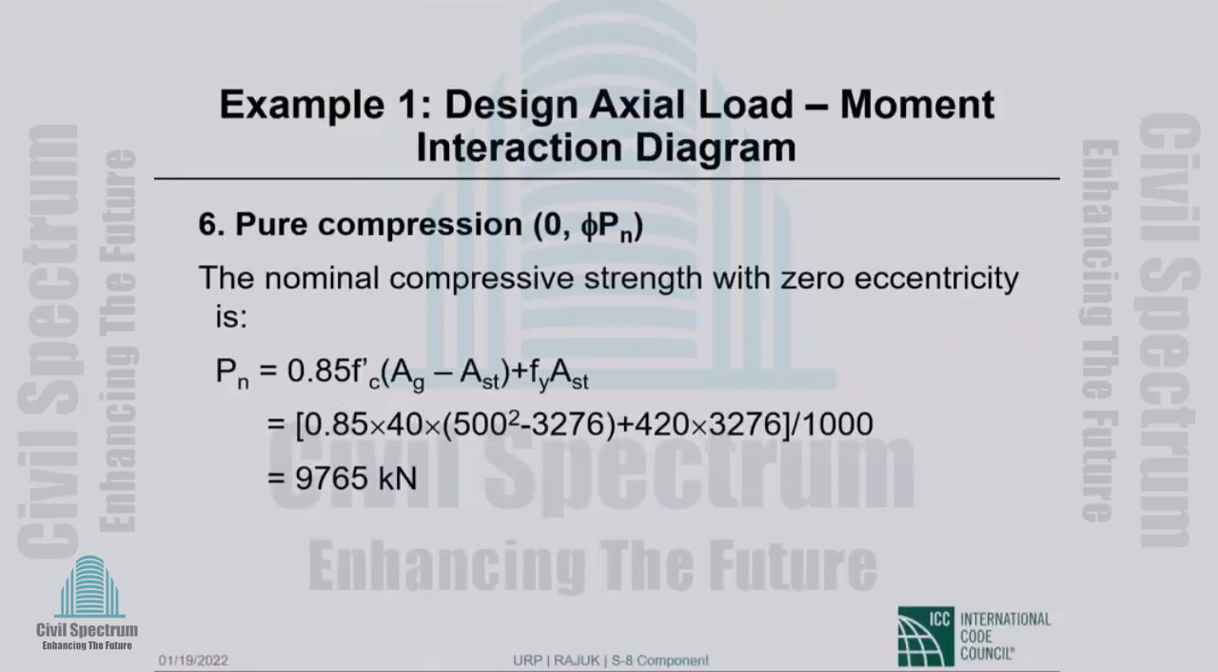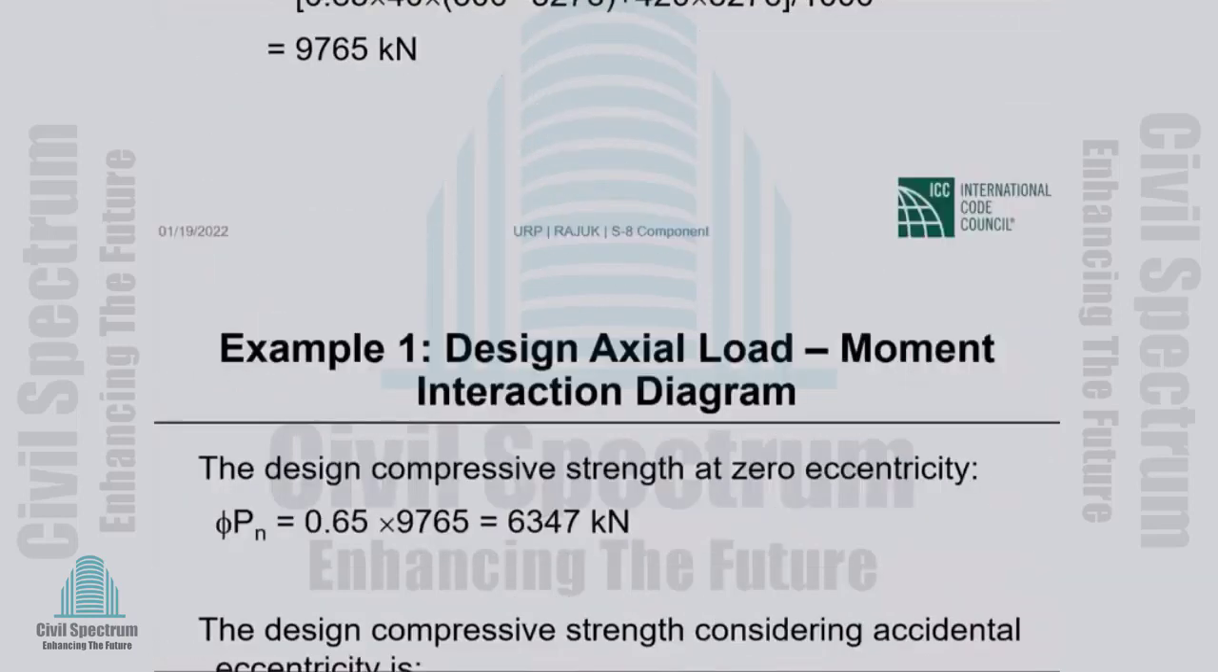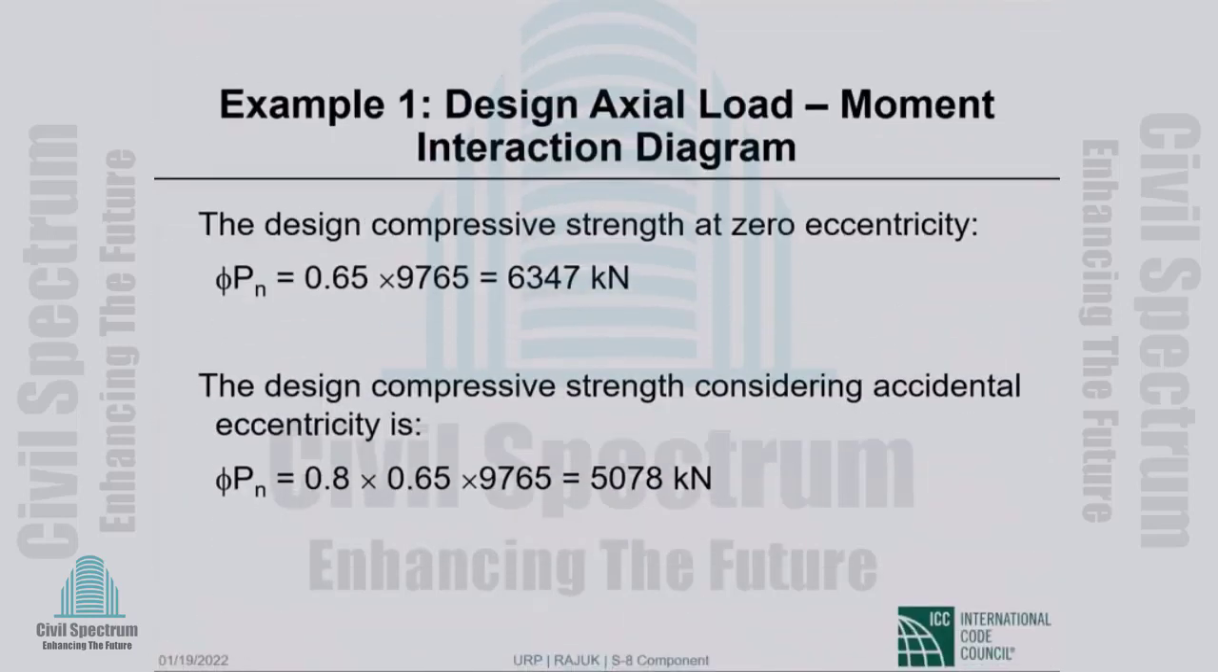And the pure compression, the final number, P sub n is given by that expression. 85% of F sub C prime multiplying the concrete area and F sub y multiplying the steel area. That gives us 9765 kilonewtons. Okay? So if we want a phi, the phi is 0.65. So phi times P sub n is 5078 kilonewtons, and there is no moment to go with it.